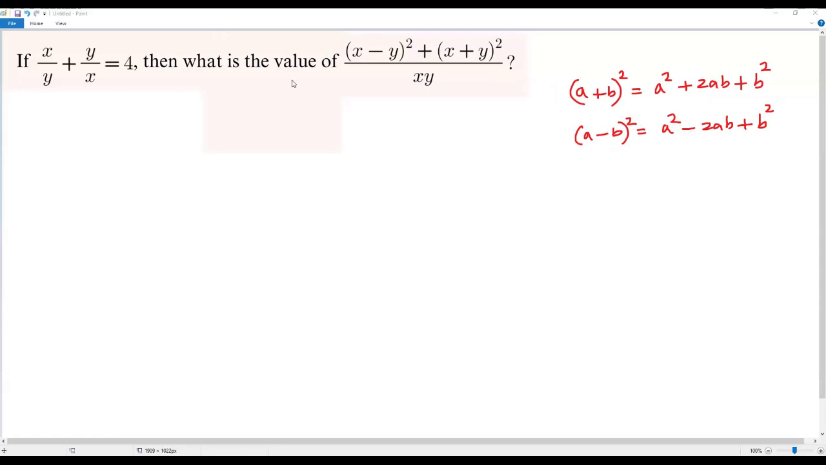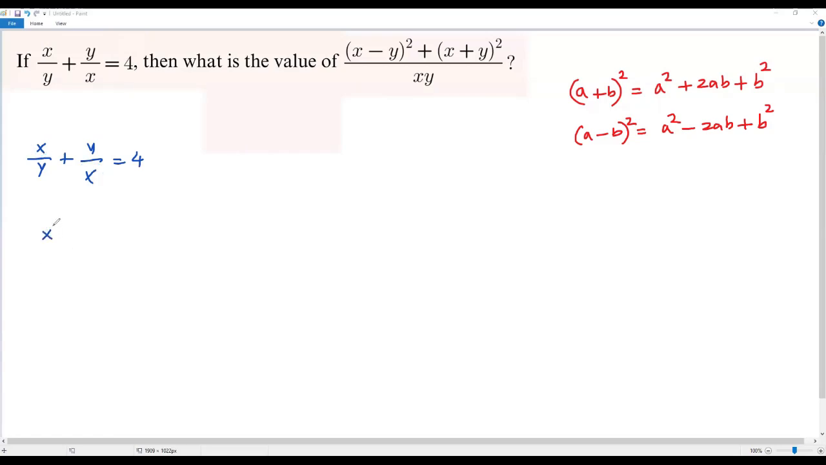Here we have an equation, x/y + y/x = 4, and we have to find the value of this expression. Now let me take this equation. How can I add these two fractions with different denominators? The first denominator is y, the second denominator is x. If the denominators are numbers, we can find the least common multiple to get the common denominator. But here the denominators are variables. So to add these two fractions, I can use cross multiplication. That is, the numerator of the first fraction has to be multiplied by the denominator of the second fraction.